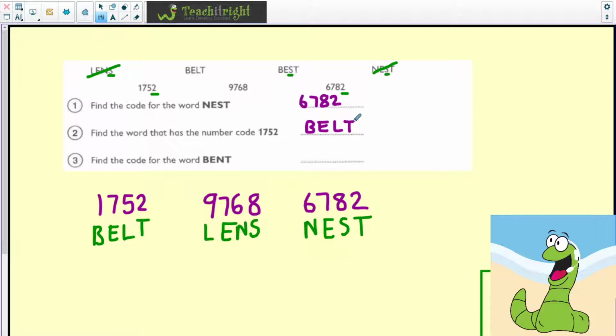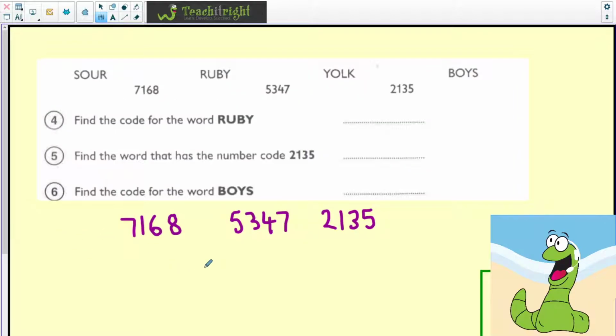And then we still need to work out a code for bent. Bent wasn't one of our words, but we can still work it out because we've got all the letters. So the B was the 1, E was the 7, the N was the 6, and the T was the 2. So we're looking at 1762. So again, give those a tick if you've got those correct. Let's move on to the next one.